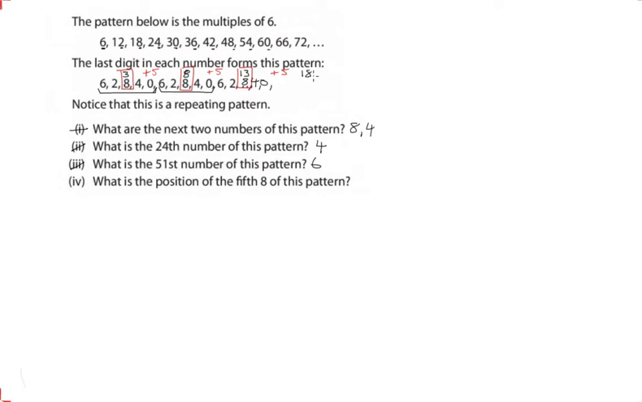I know this is complicated. And then you add 5 again to that, and that will get you to the 5th 8. And the 5th 8 would be 18 plus 5, which is 23. So what is the position of the 5th 8 of the pattern? It's the 23rd. So the 23rd number in the pattern would be the fifth 8.